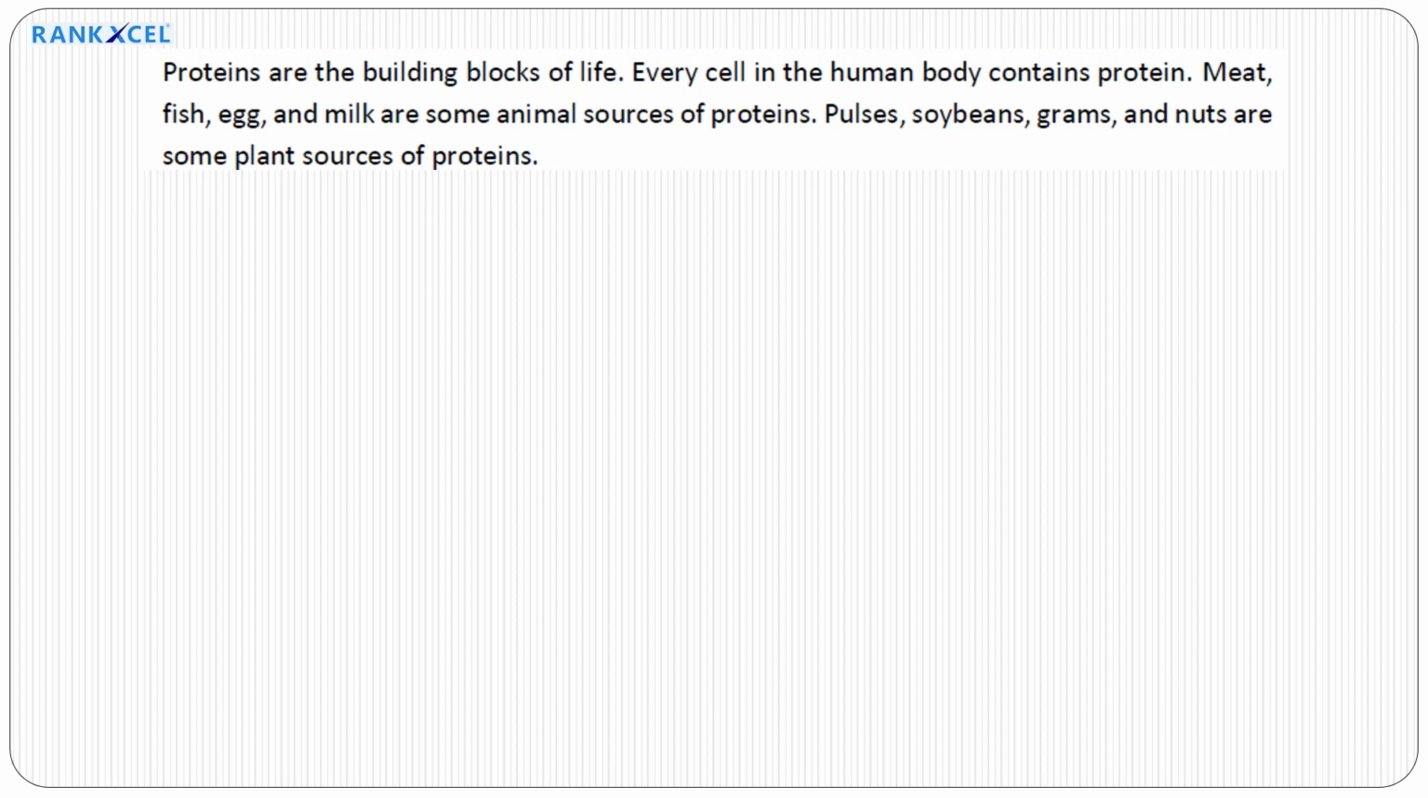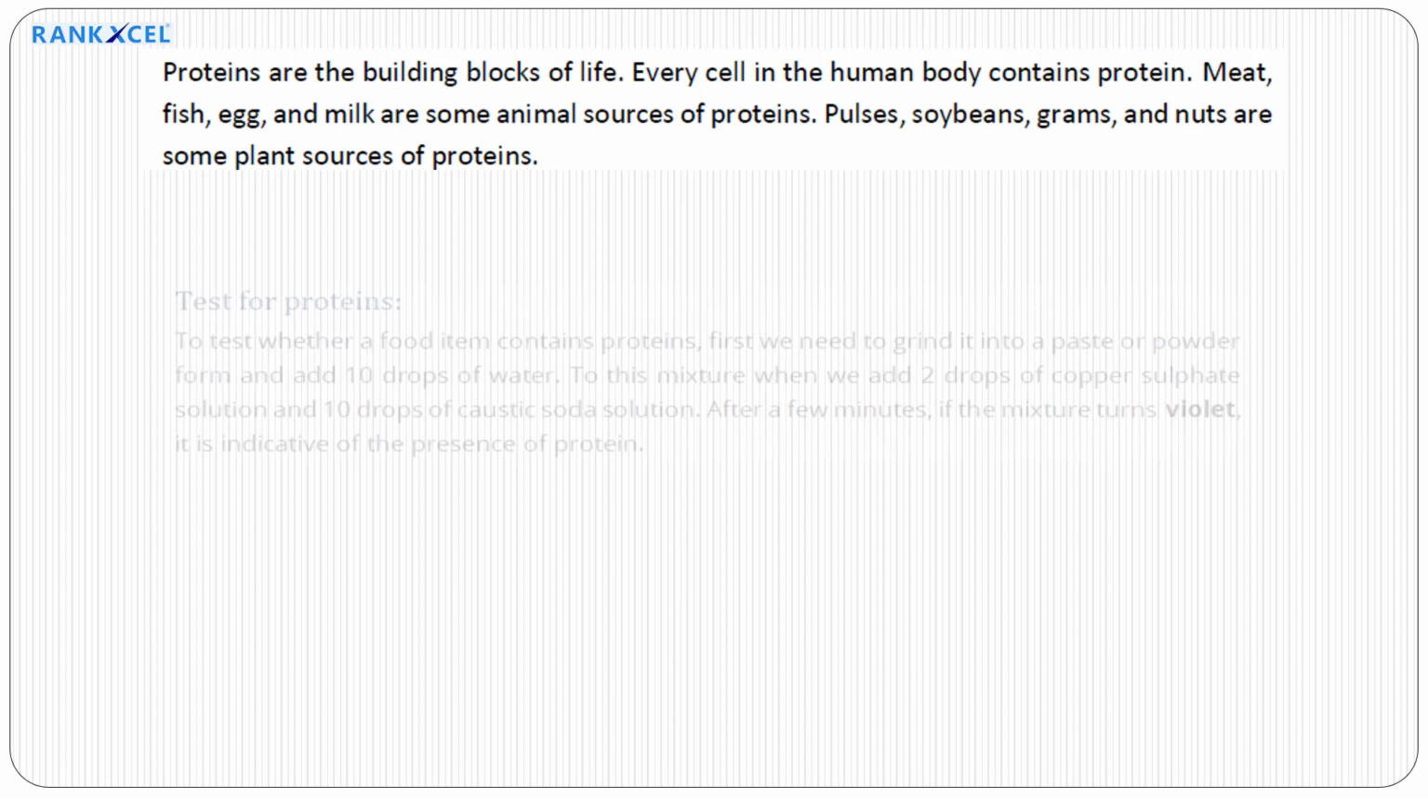Proteins. Proteins are the building blocks of life. Every cell in the human body contains protein. Meat, fish, egg, and milk are some animal sources of proteins. Pulses, soybean, grams, and nuts are some plant sources of proteins.